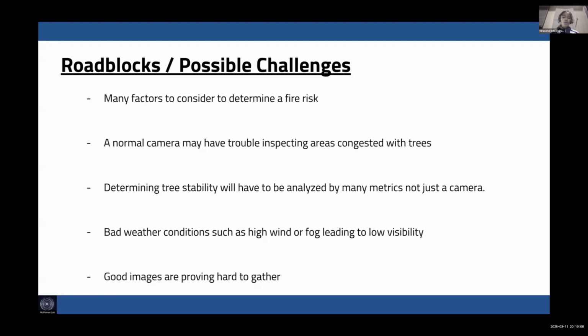In addition, bad weather conditions such as high winds or fog lead to low visibility and difficult flight conditions, making it less viable. And lastly, good images are proving hard to gather. That's why we're branching into generative AI and its uses, but still it's not enough, so we have to explore new solutions to that.